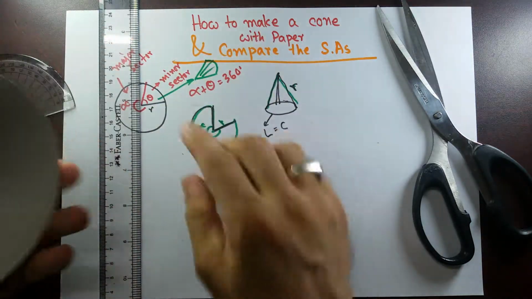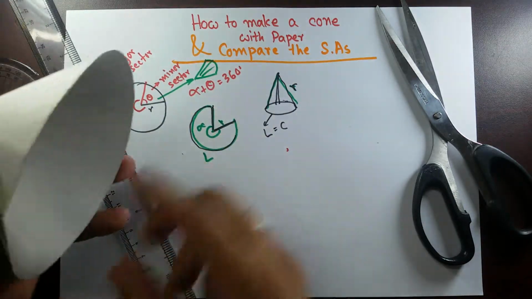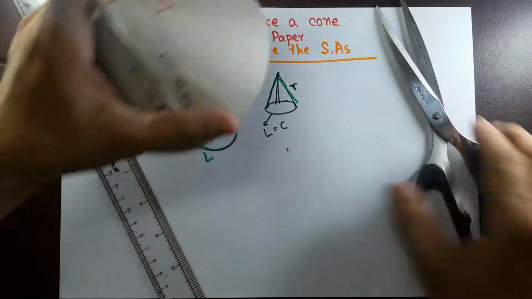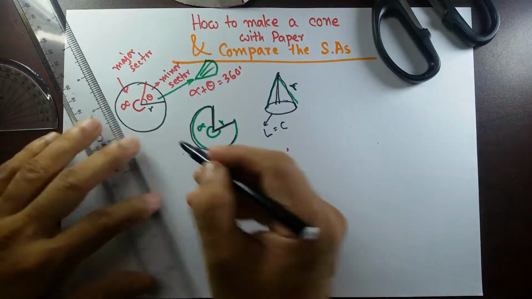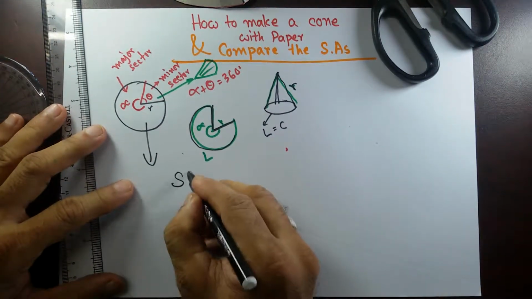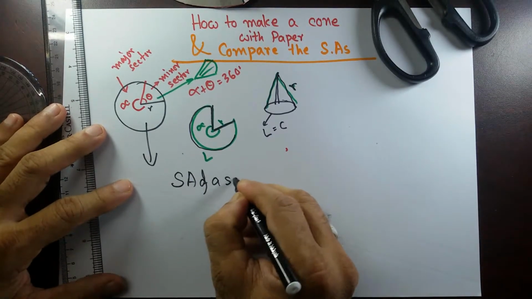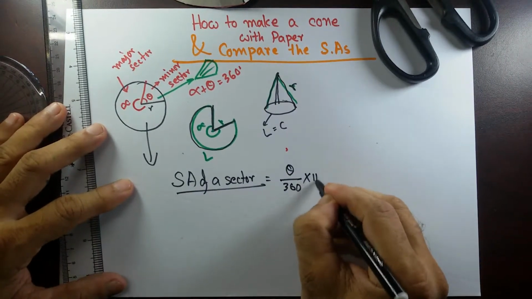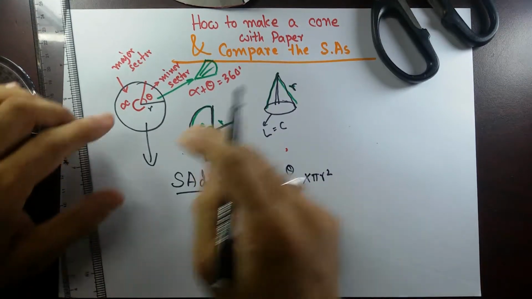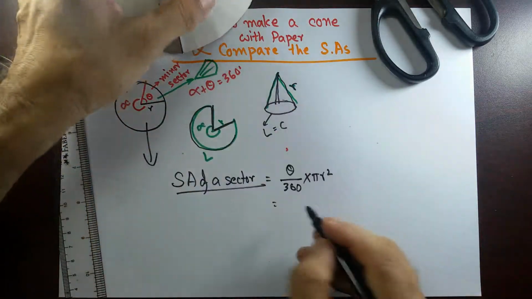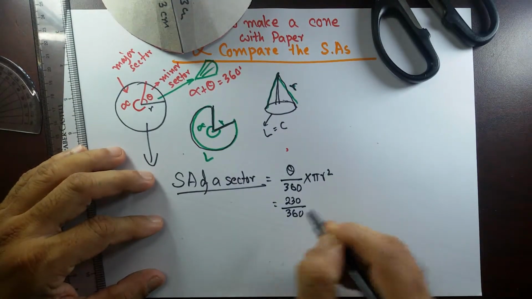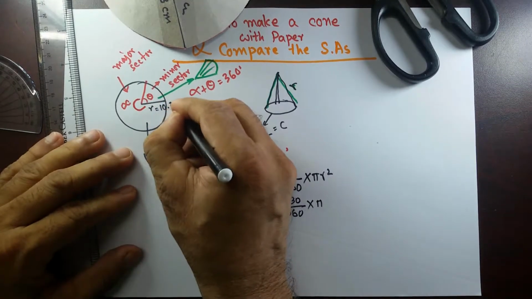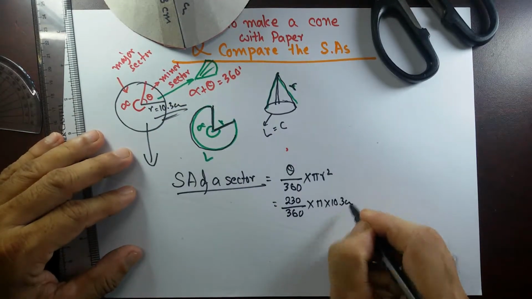Now this one was the circumference of the circle, then I cut it, it becomes the length. This length becomes the circumference of the base circle of this cone. Now, if you remember the formula of surface area of a sector of a circle, it's theta by 360 times pi r squared. Now, this theta we had 230 degree. So 230 divided by 360 times pi r, remember it was 10.3 centimeter.